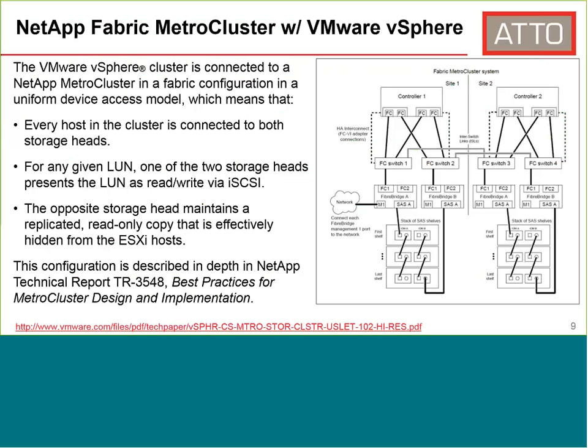As you see here on the diagram on the right, you have a couple different controllers, one on site 1, one on site 2. All the NetApp installations for the MetroCluster include ATTO storage controllers. They use something called the 6500N version of our controller. And what you see here is that every host in the cluster is connected to both storage heads. The opposite storage head on the separate site maintains a replicated read-only copy that is effectively hidden from the host. So this is the copy that gets used in the event of need of recovery.